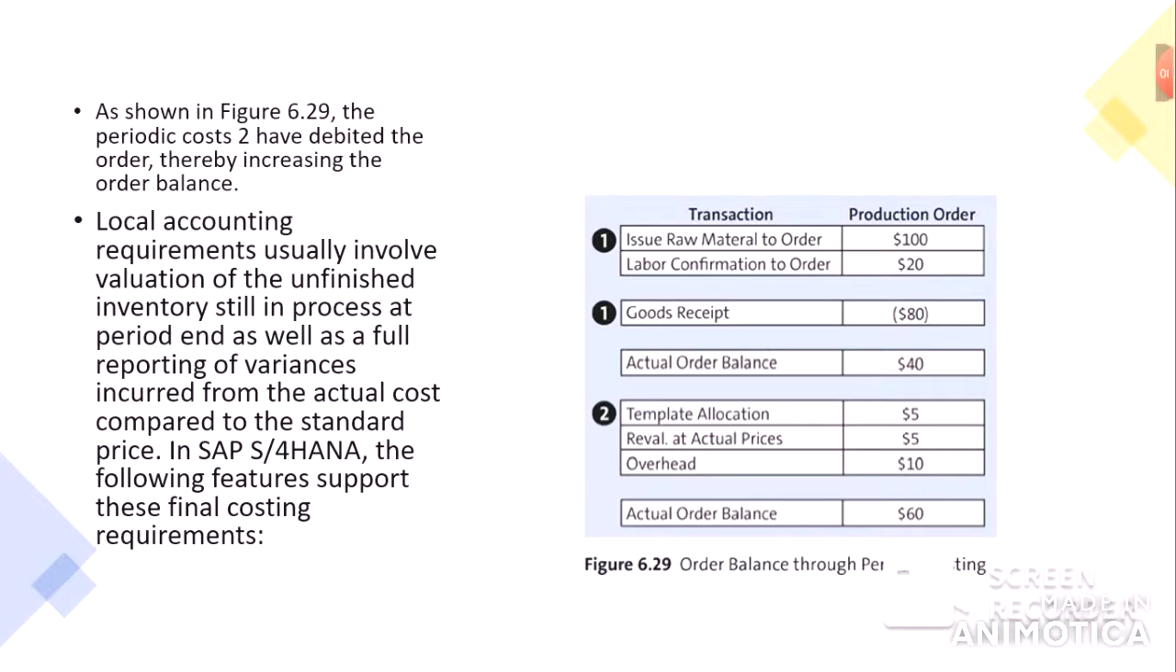Local accounting requirements usually involve valuation of the unfinished inventory still in process at period end, as well as a full reporting of variances incurred from the actual cost compared to the standard price. In SAP S/4HANA, the following features support these final costing requirements.